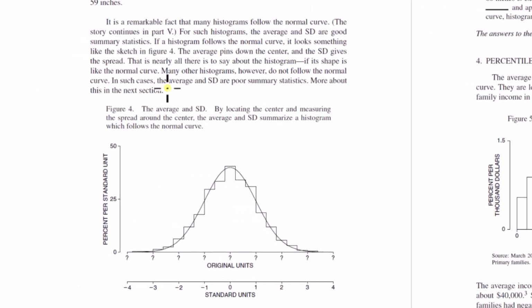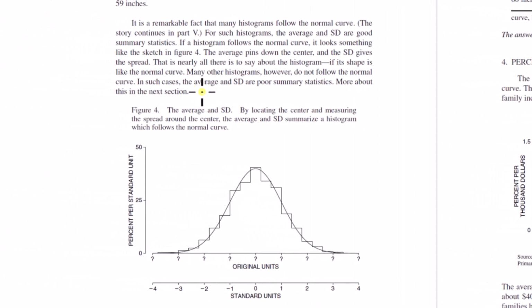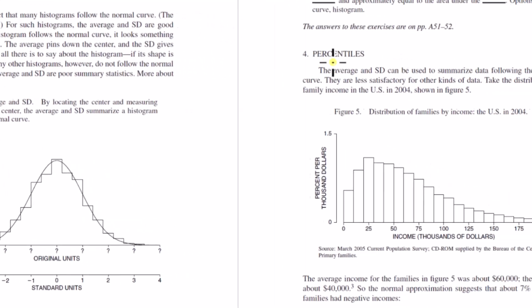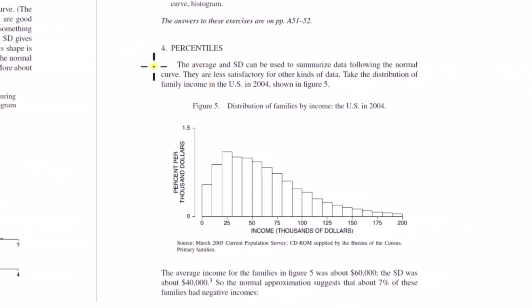But what they're saying here is that for any list of numbers, no matter what the list, you can calculate an average and a standard deviation. But in the case that it's not normally distributed, giving someone the average and the standard deviation for that list of numbers is a poor summary statistic. Those are poor descriptors for that list of numbers. More about this in the next section. So they're going to address this in section 4 in this video.